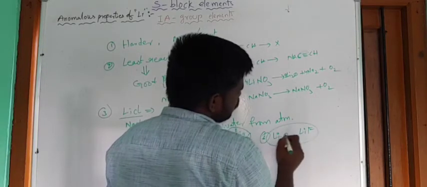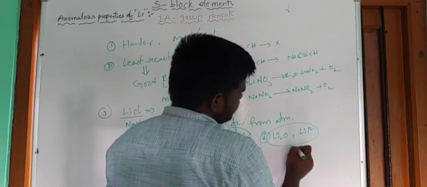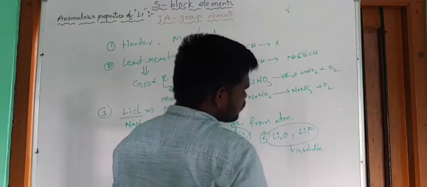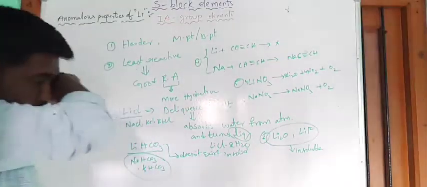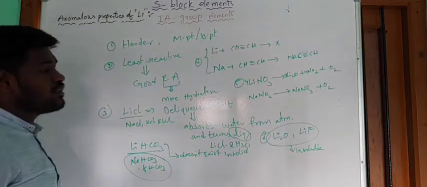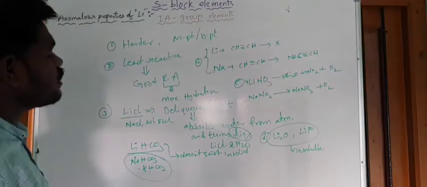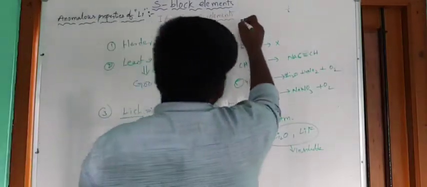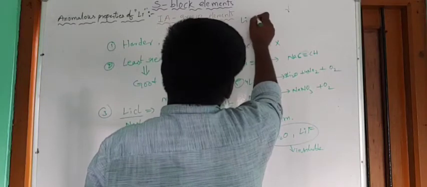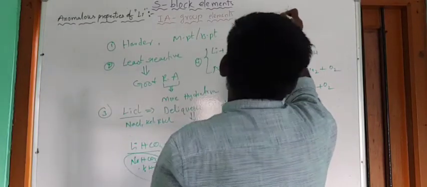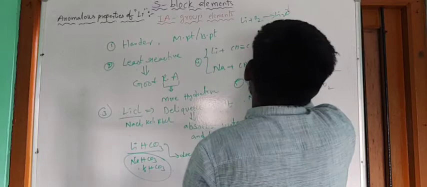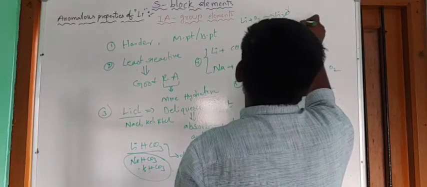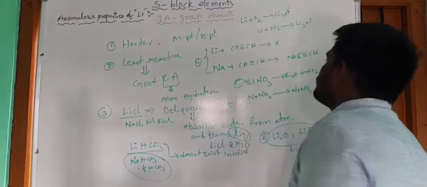These salts are not soluble in water. They are insoluble or slightly soluble in water. But other oxides and other fluorides of the first group elements are soluble. And the next one, lithium reacts with oxygen, forms Li2O. And next, lithium reacts with nitrogen directly and forms lithium nitride.